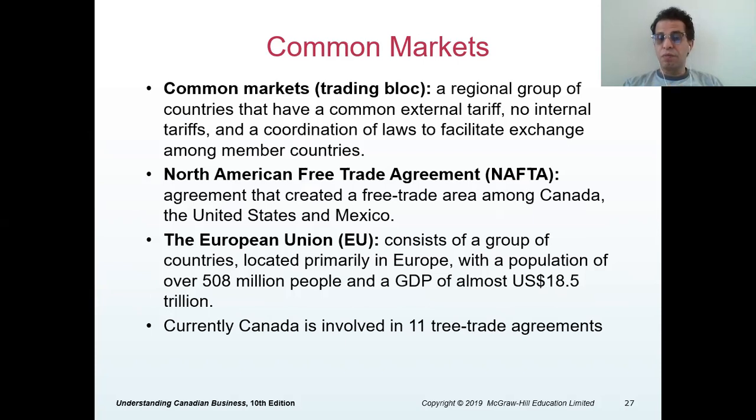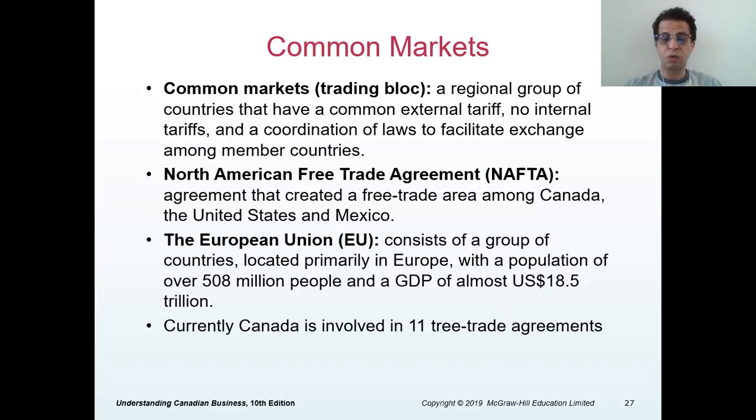We heard of the trading bloc, which is a regional group of countries that have common external tariffs, no internal tariffs between them, and coordinating of law to facilitate exchange among members. Examples are the EU, or European Union, and NAFTA, which is North American Free Trade. NAFTA is an agreement that created free trade among Canada, United States, Mexico, and Chile.